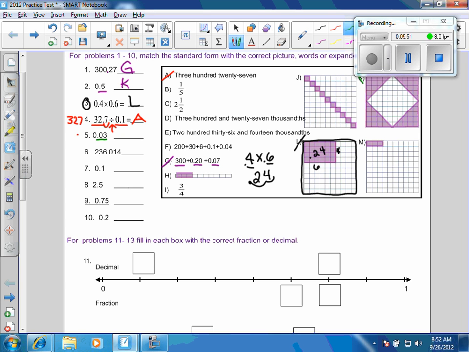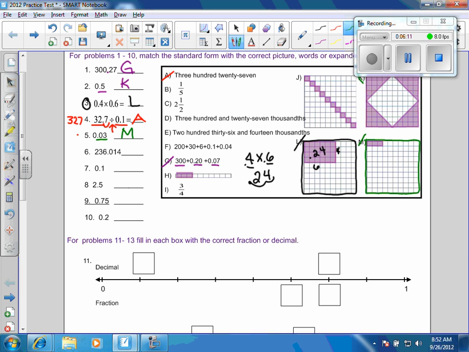That's right, because this is a hundreds plate right here. So there's 100 squares, and 3 of them are shaded. So we'll cross M out. That's correct. Good job.